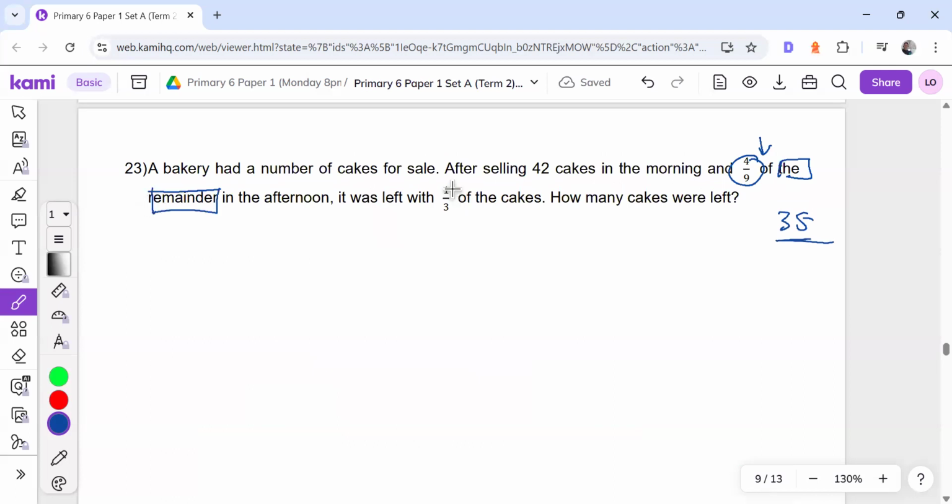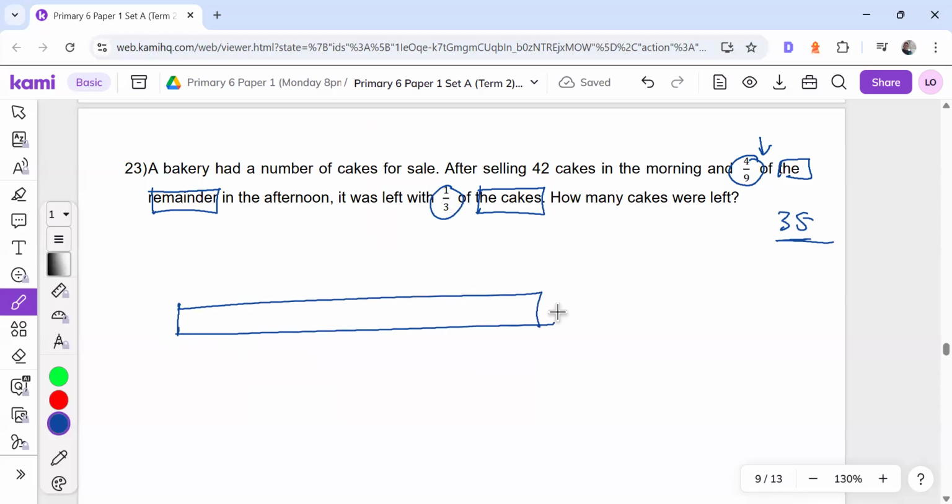Okay, and the 1/3, what is it talking about? Talking about the cakes. So are the two fractions talking about the same quantity or the same thing? They are not. The 4 over 9 is talking about the leftover, the remainder cakes. The 1/3 is talking about all the cakes. So you cannot make the denominator the same, right? So what do you do? You can still draw the model. Draw the model, and for the first sentence, if you don't know how to draw it, you can skip. After selling 42 cupcakes, you cut 42, and then the remainder is here. 3, 4, 5, 6, 7, 8, 9.